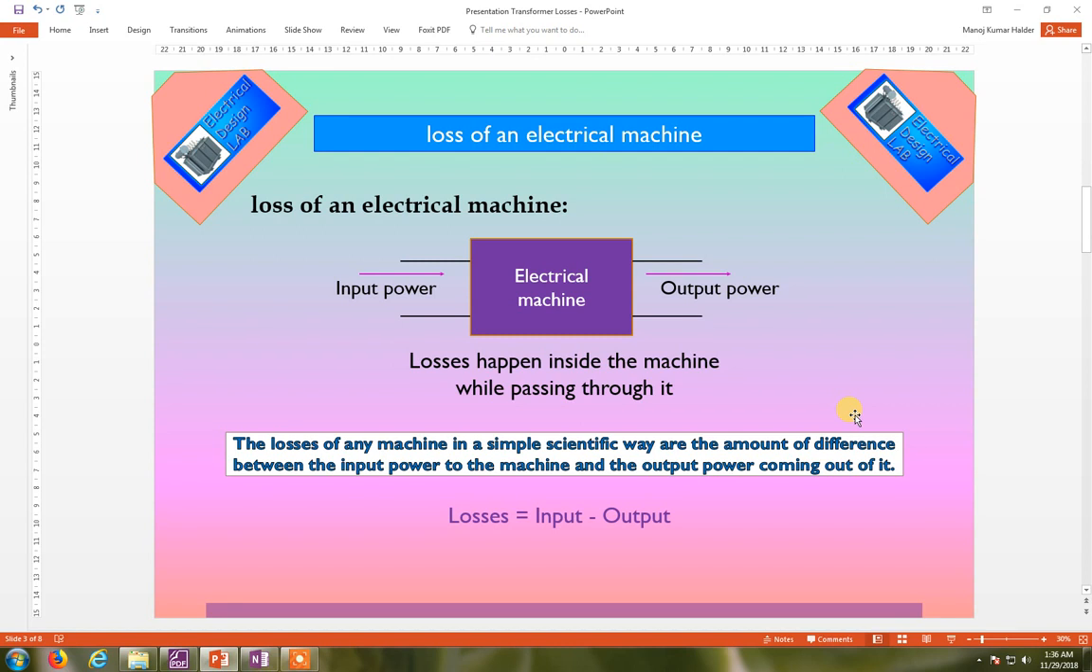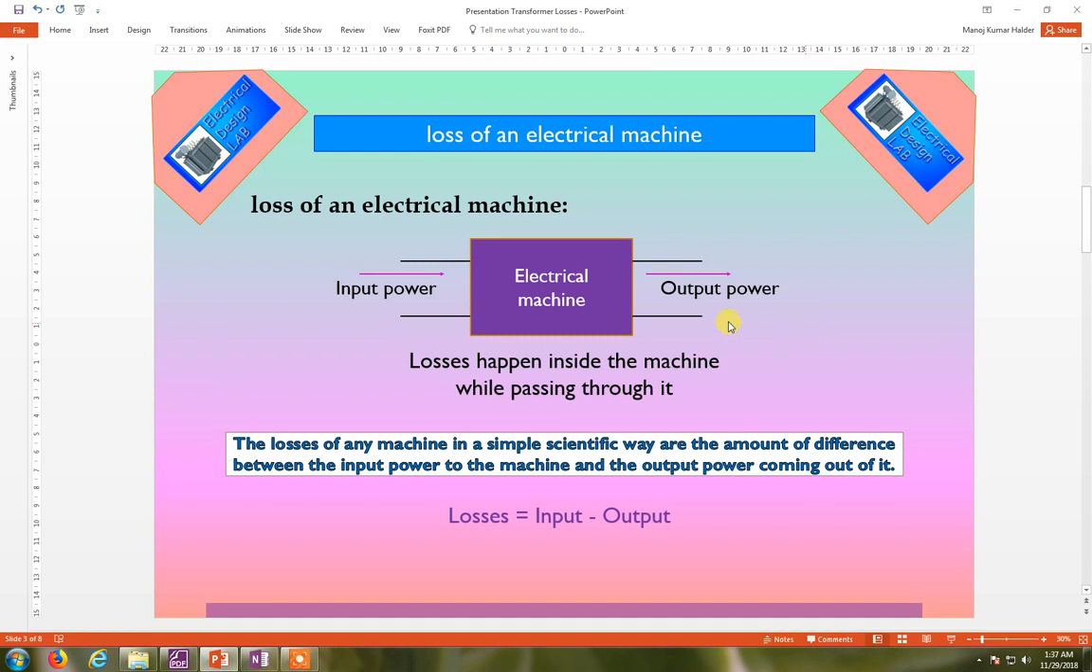So from your academic book, here is a definition for you. In this definition, the losses of any machine, in a simple scientific way, are the difference between the input power to the machine and the output power coming out of it. So what is that? That is input power minus output power. What remains? That is losses. Understand? Losses equal the input power minus the output power.